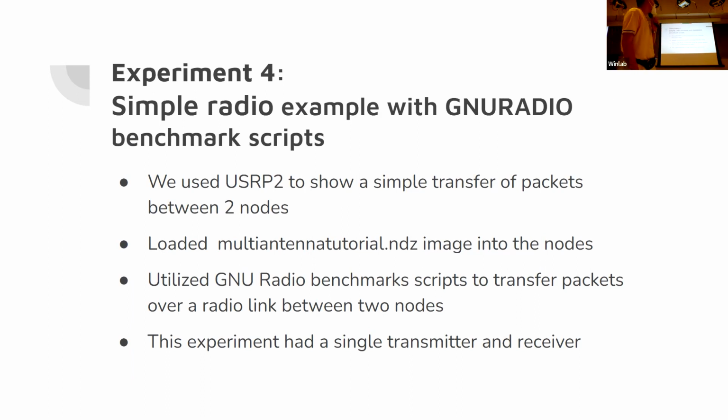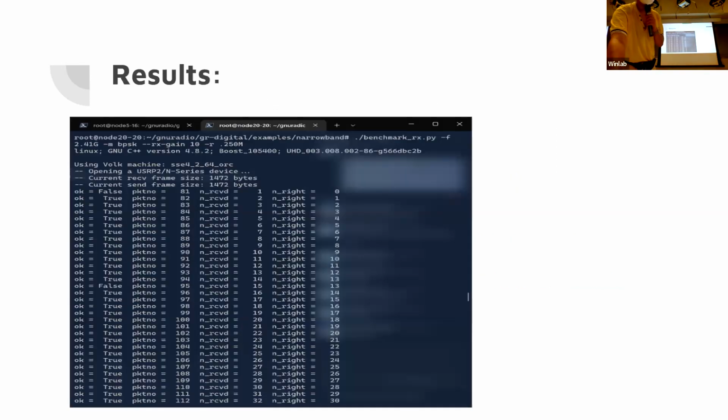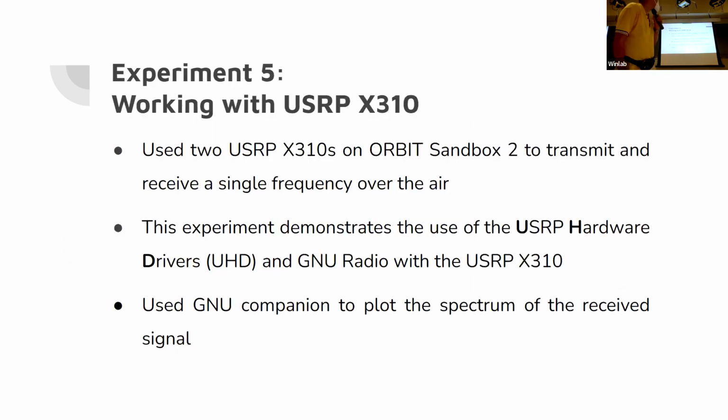So we still use USRP 2 to show a simple transfer of packets between the two nodes. We loaded the image called multi-antenna tutorial into the nodes, and then we use the benchmark script to transfer packets over a radio link between the two nodes. It's a single transmitter and single receiver. So here's the result. That's what the transmitter looks like. Oh no, that's a receiver, I think. Yeah, that's a receiver.